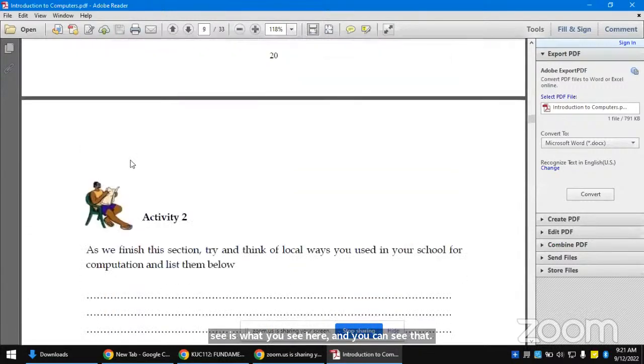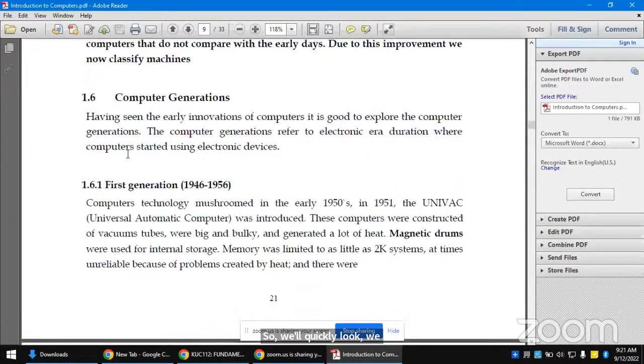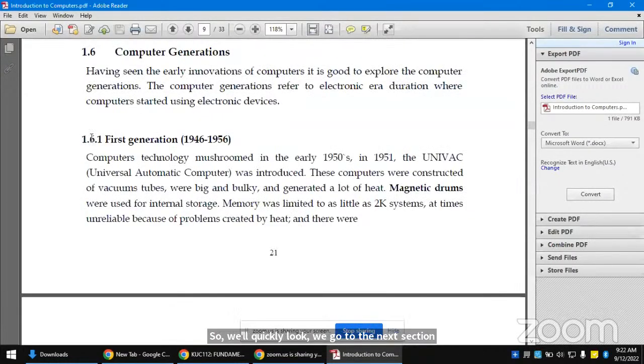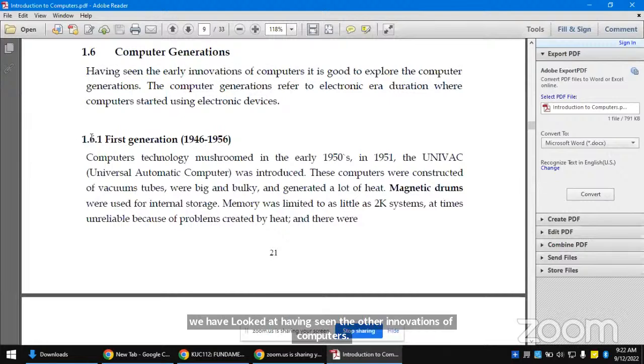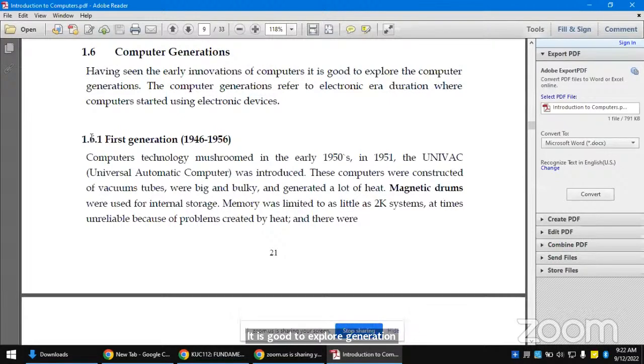So we'll quickly go to the next section, which is computer generation. Having seen the earlier innovations of computers, it is good to explore computer generation. The computer generation refers to electronic era durations where computers started using electronic devices. And of essence, when we are looking at a particular generation, make sure that you note the following. The generation itself, the name of the generation, if it's the first generation, then note the year of evolution. It's very key. Anything that is evolving has a start and an end. So note the year of evolution.